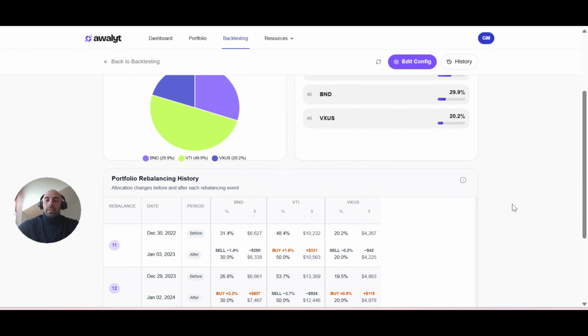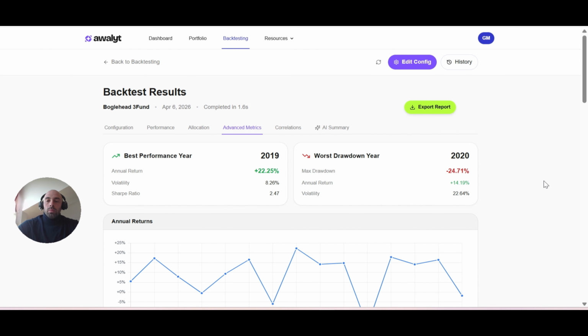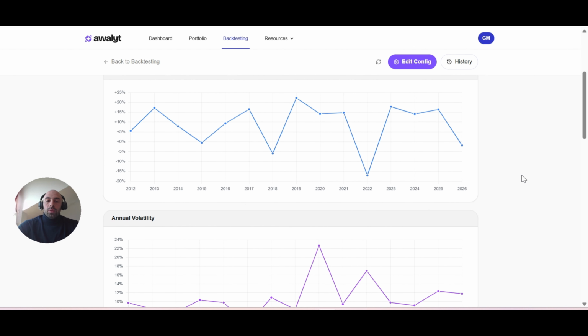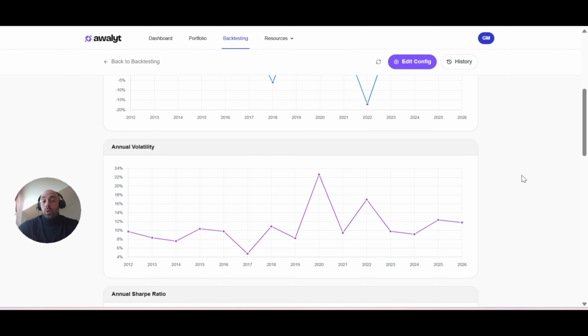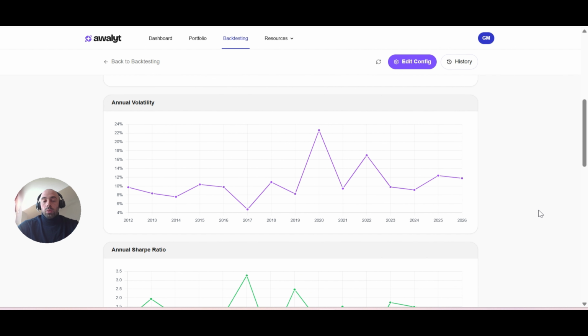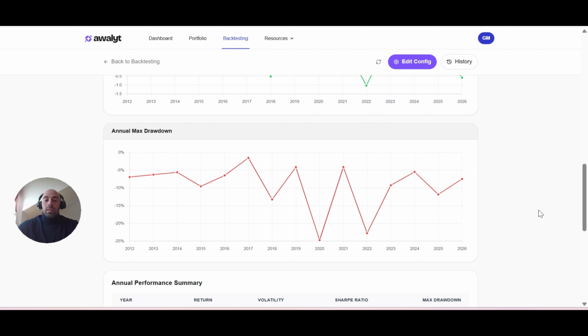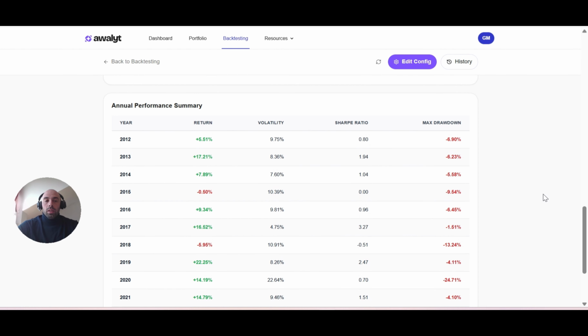You can see also some yearly metrics, for example, the annual return and the volatility. As we can imagine, 2020 has been the most volatile year for this portfolio, but I think for most portfolios. Then you can see also the Sharpe ratio and the max drawdown, which was in 2020 and 2022 of 22%. And you can see also this table here.